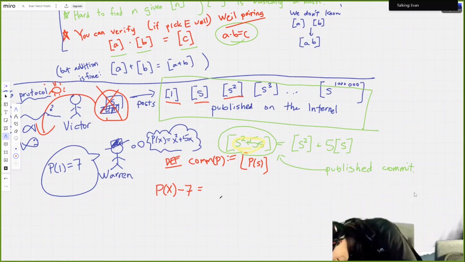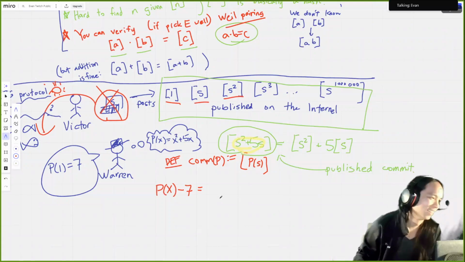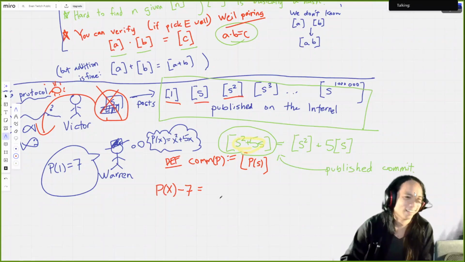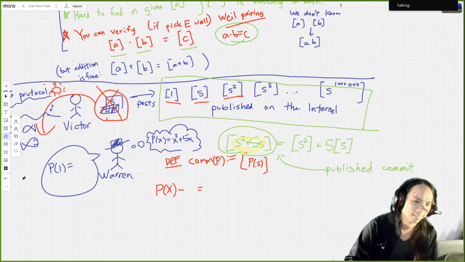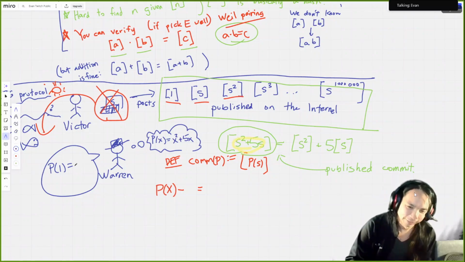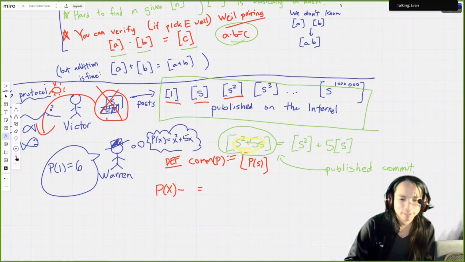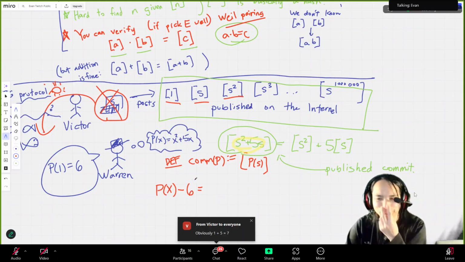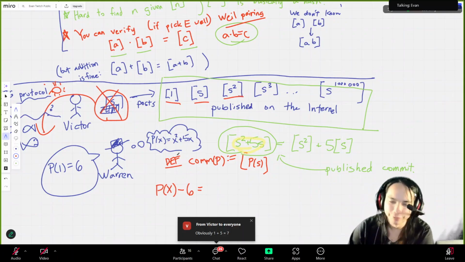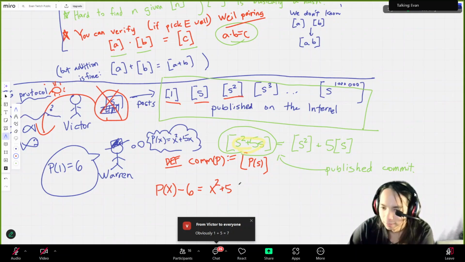Anyone see the mistake I made? Oh, jeez. I'm sorry, 1 plus 5 is 6, not 7. I was wondering why this polynomial is not reducible. It's supposed to have a root. So because P of 1 is actually 6, this polynomial x squared plus 5x minus 6 is going to factor, right?